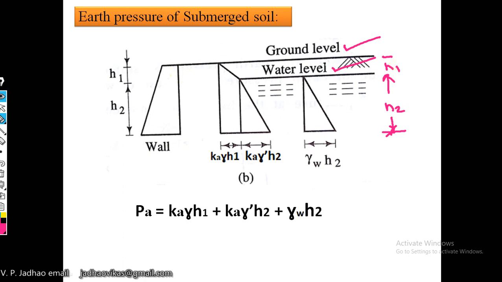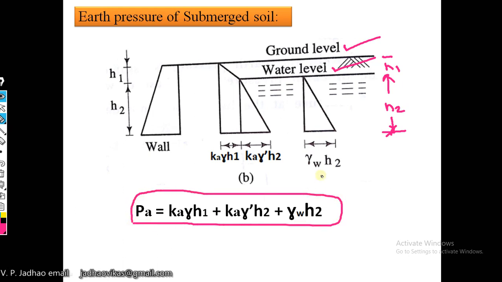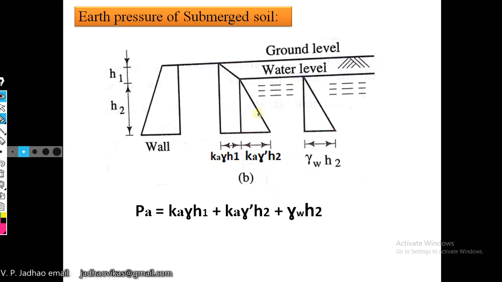For this particular portion of h1, the soil will not be submerged. So the total pressure intensity will be given by this particular formula. That is Ka gamma h1, the pressure intensity due to soil in this particular region. Then the pressure intensity due to soil in this other region will be different. This is given by this portion, and the pressure intensity due to water will be gamma w into h2. So it is the sum of all three cases.